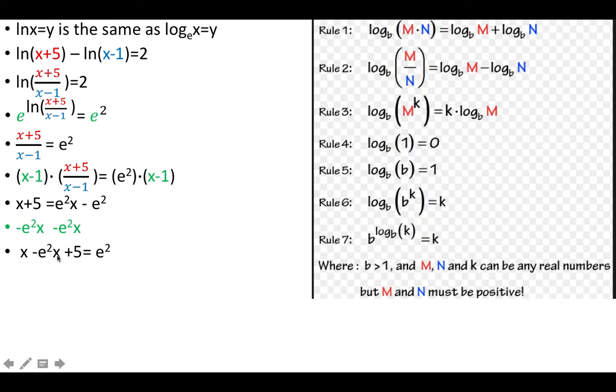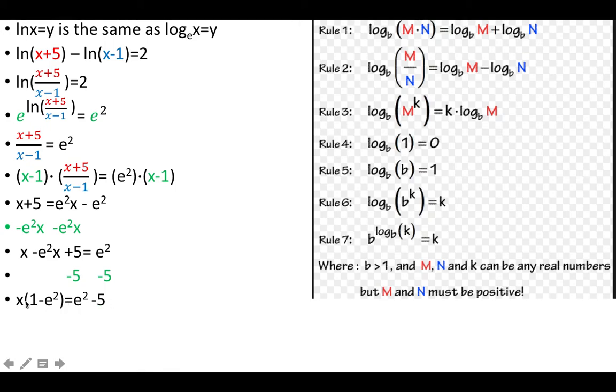Good, the x's are together, but this 5 right here does not have an x, so I'm going to move it out of the way by subtracting 5 from both sides. Sorry I moved up ahead, but after I subtract 5, what I did is I pulled the x here and here out. When I pulled it out, what's left over from here is an imaginary 1 minus e squared. And that 5 got moved over here. So that's how I got this.